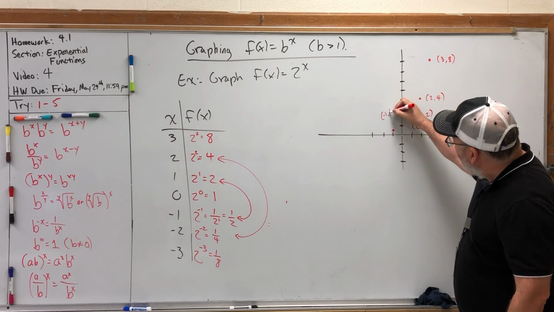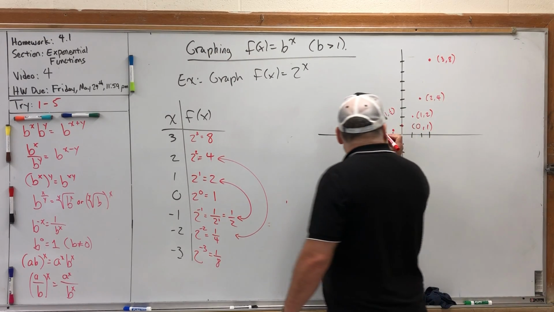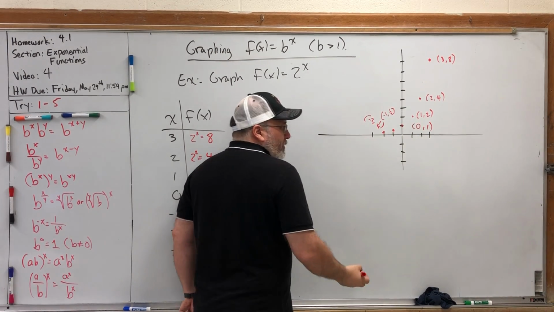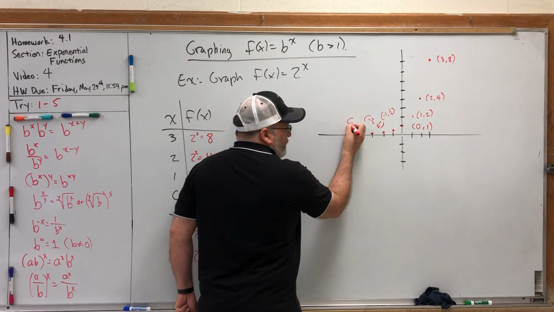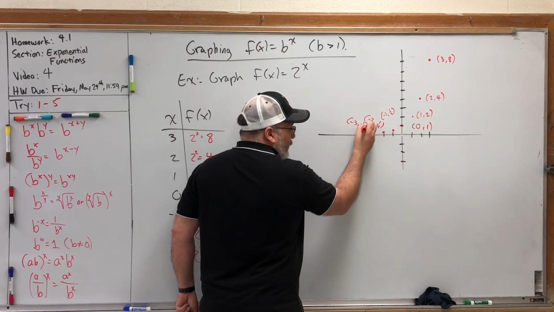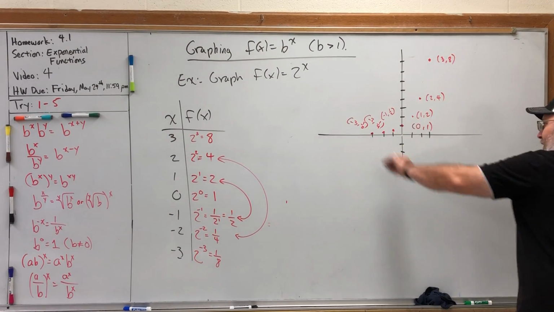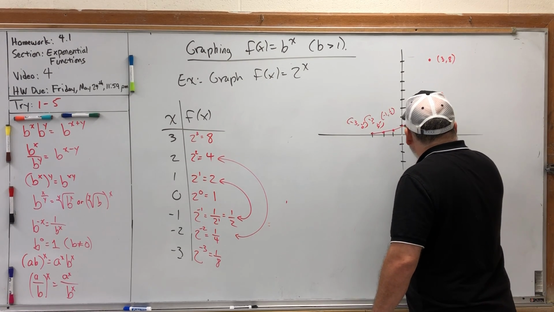So negative 1, 1/2. When we go back to negative 2, we're only up 1/4. So negative 2, 1/4. And by the time we get to negative 3, we're barely off the x-axis because we're at negative 3, 1/8. So yeah, this thing bent and suddenly it's trying to get horizontal. Let's connect these smoothly.